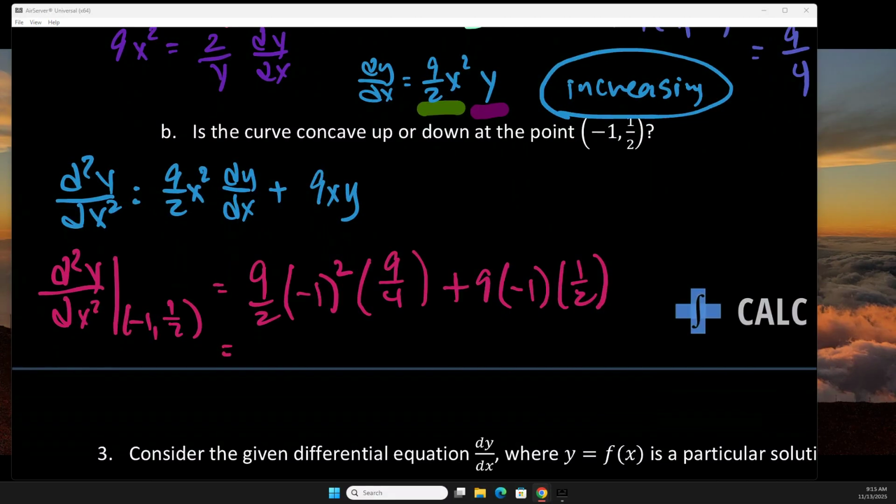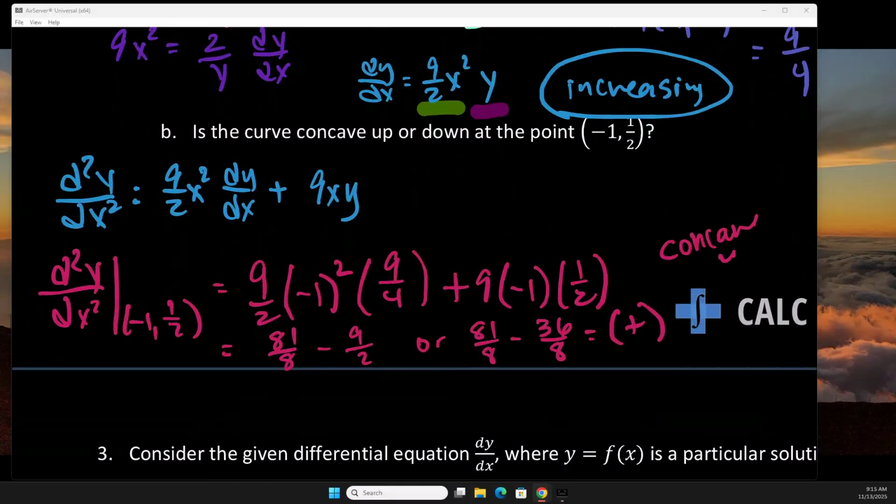Now we really just need to know if this is positive or negative. So I'm going to do enough to make that decision. That's going to be 81/8 minus 9/2, or 81/8 minus 36/8. What do you think? It's positive. Definitely positive, concave up.